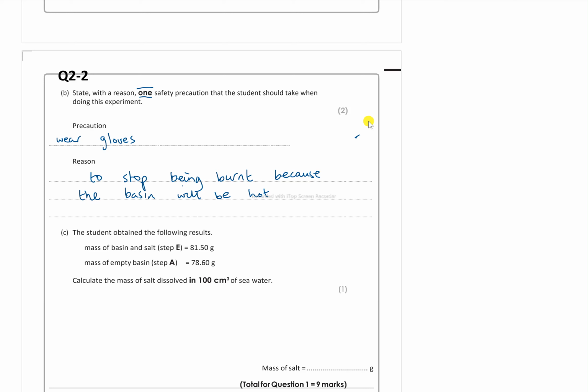Other ones that you could use is, I suppose, wear goggles. Why? Because the salt solution may start spitting out hot salt. Tie your hair back if you've got long hair, especially when you've got flames, to stop it catching fire.